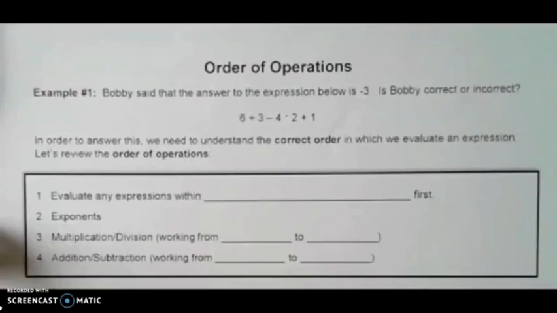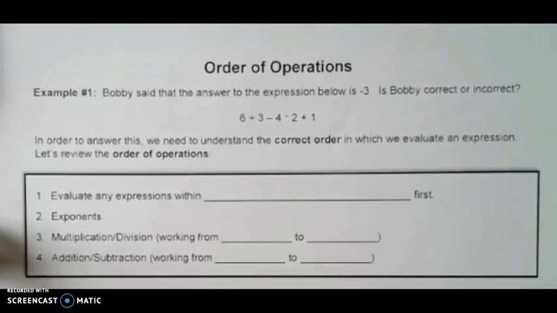The next part of our lesson is going to focus on the order of operations. In mathematics, there's a proper order that needs to be followed when there are multiple operations within an expression. If you don't follow the order of operations, then you won't be able to come up with the correct answer when you try to evaluate your expression. In example number 1, Bobby said that the answer to the expression below is -3. Is Bobby correct or incorrect?